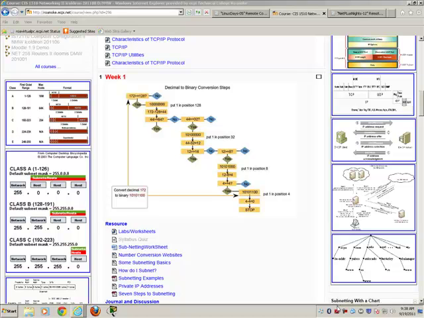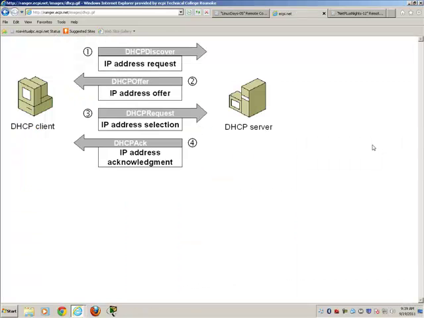Okay, and for this one, I will look at a couple of diagrams that are on your Moodle page. They're on the right-hand column, and they're little bitty ones that you can't see until you click on them. Let's take the simplest one first, which is DHCP.